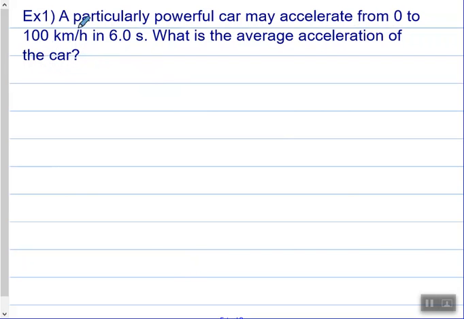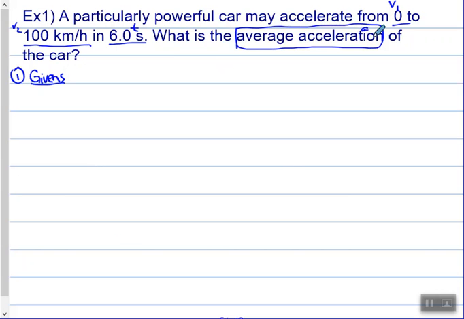So our first example, we have a particularly powerful car that can accelerate from 0 to 100 kilometers an hour in 6 seconds. What's the average acceleration of the car? So just like with our velocity problems, we start off with our givens. So what are we given? Taking a look at the question, accelerate from 0 to 100 kilometers an hour. Those are speeds. So here I'm starting at 0, so that's my v1, ending at 100 kilometers an hour, so that's my v2. In 6 seconds, that's a time, and I'm looking for the average acceleration. So I'm looking for a.